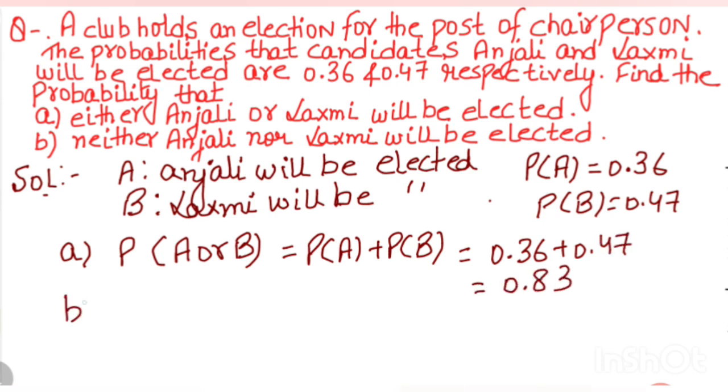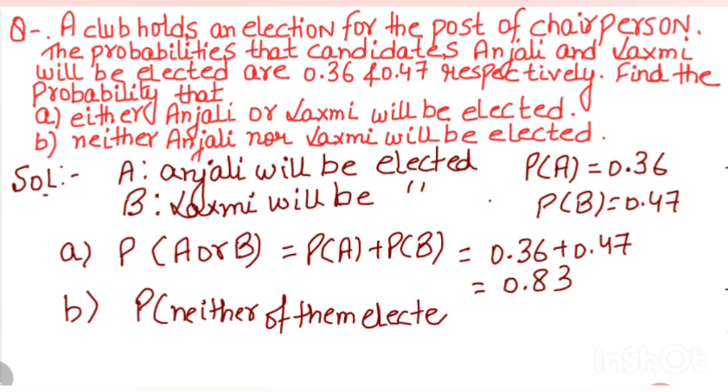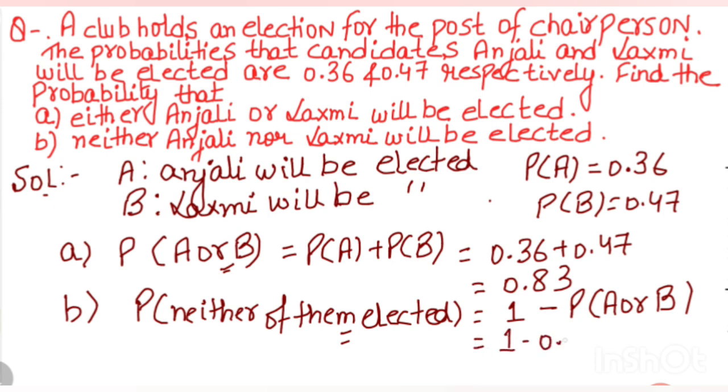Now in the second case, it is asked for the probability of neither of them being elected. So neither of them elected is equal to 1 minus the probability of either of them being elected, so 1 minus probability of A or B. This is the probability that either of them is elected, and if I subtract this from 1, then I'll get the probability that neither of them will be elected. So 1 minus 0.83 equals 0.17.